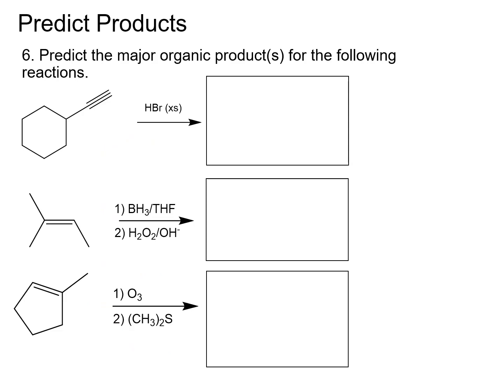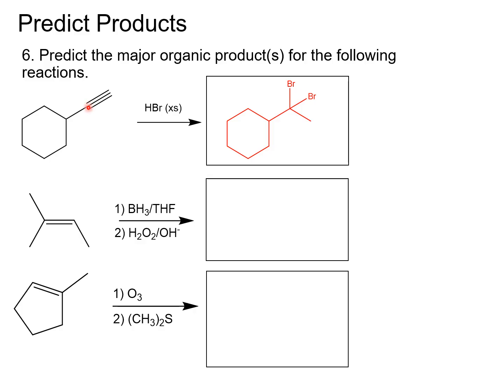Here are some more predict products questions. So here's an example where we can use HBr to react with an alkyne. Notice there's excess HBr, so I can add more than one equivalent of HBr if I have an alkyne. This is still going to follow Markovnikov's addition, and that means that the most substituted carbon in my alkyne is going to end up getting both of the bromine atoms.